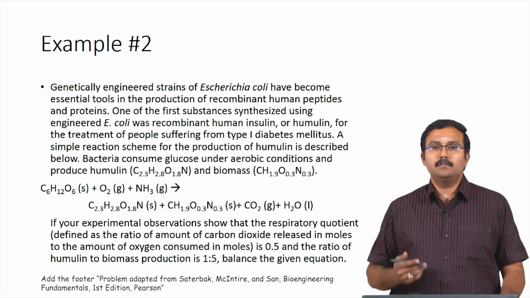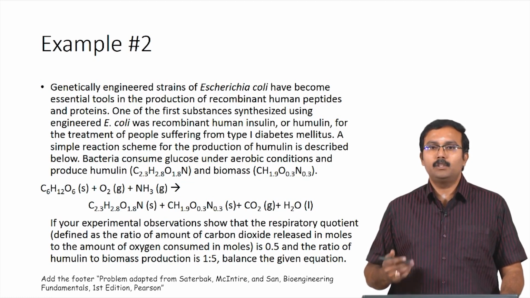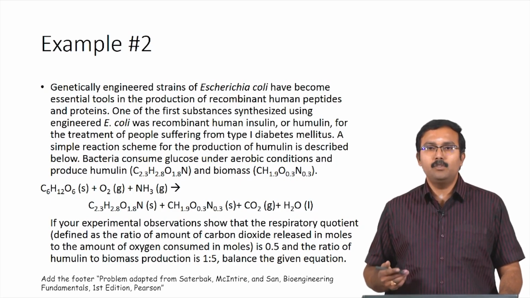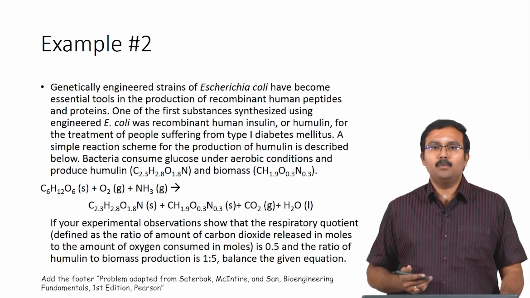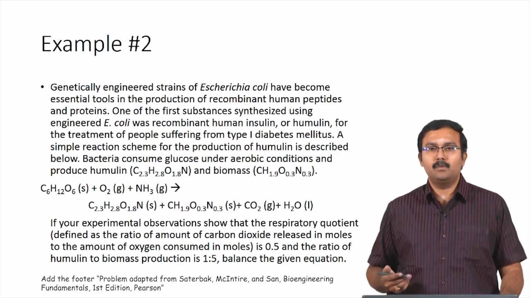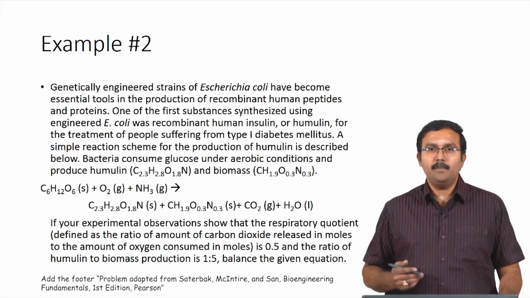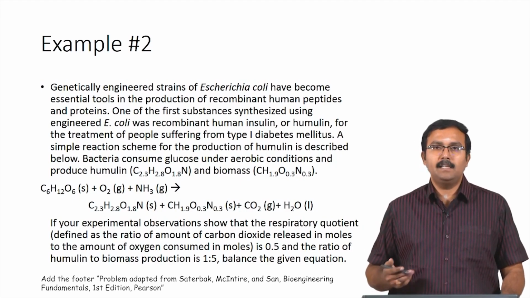So, if your experimental observations show that the respiratory quotient, which is defined as the ratio of amount of carbon dioxide released in moles to the amount of oxygen consumed in moles, is 0.5, and the ratio of humulin to biomass production is 1:5, balance the given equation. So, all the information you need for balancing the given equation have been provided.